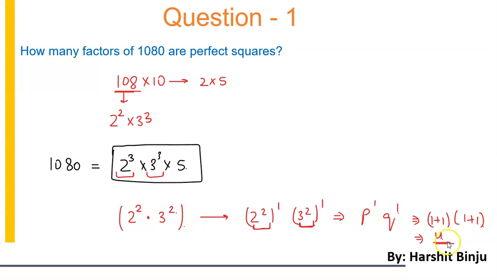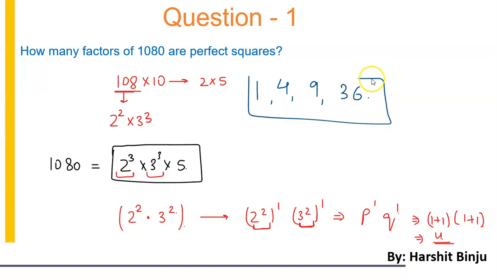I can give you the exact numbers also. 4 will be there, 9 will be there, 1 will be there, and then 4 into 9, 36 will be there. That's the answer. So it's just logic, nothing else. Okay, let's move on.